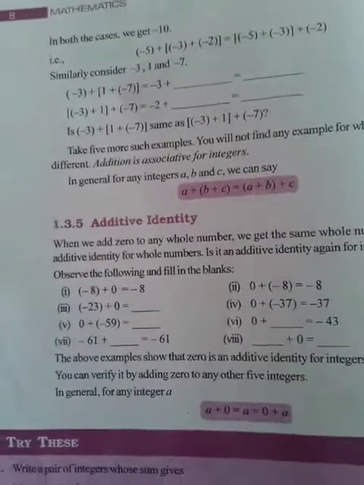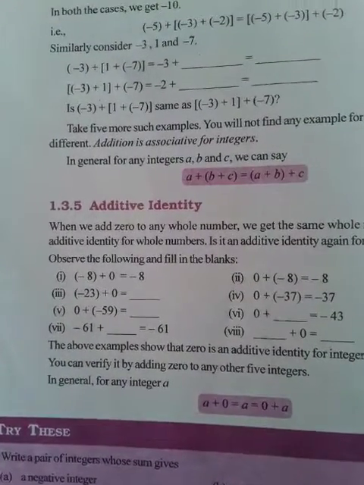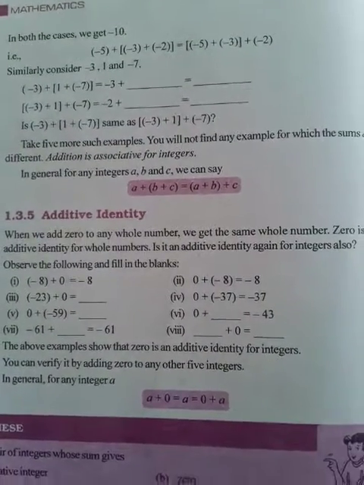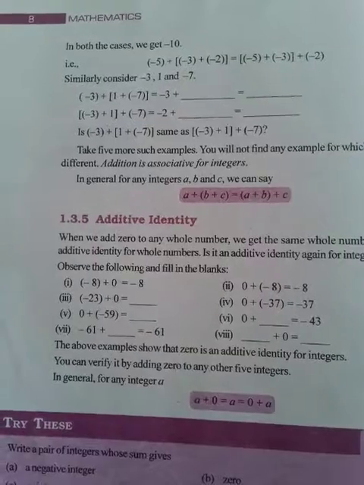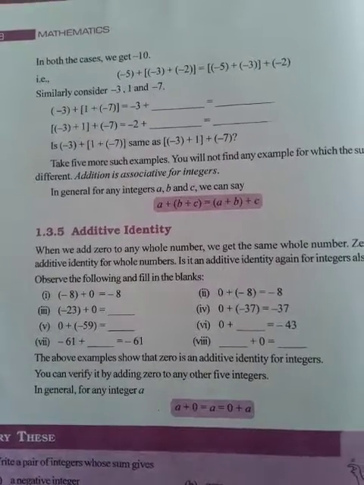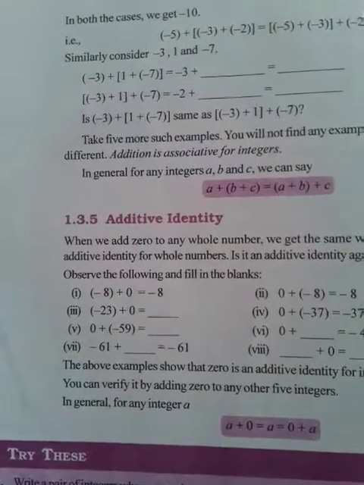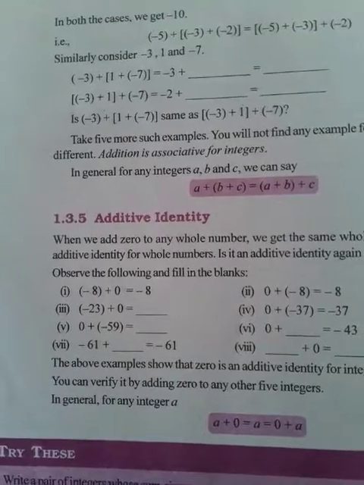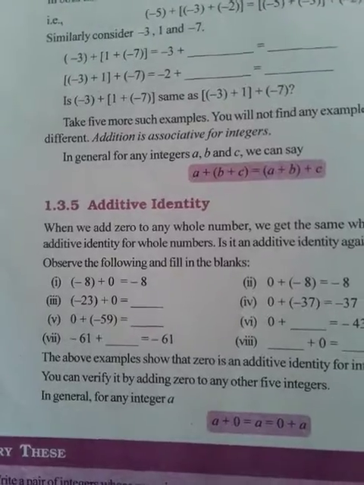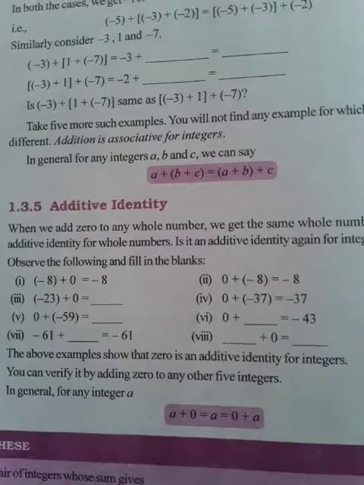Another point, additive identity. When we add 0 to any whole number, we get the same whole number. 0 is an additive identity for whole numbers. It is an additive identity for integers also. Observe the following and fill in the blanks. See here, minus 8 plus 0 is equal to minus 8. Now another, 0 plus minus 8 is equal to minus 8.